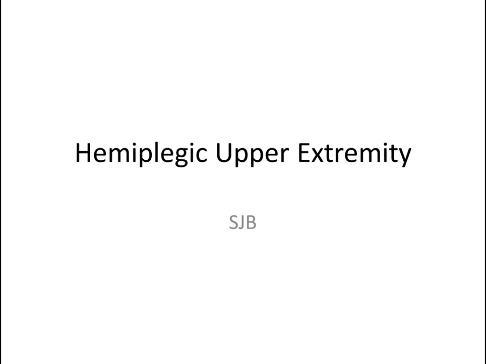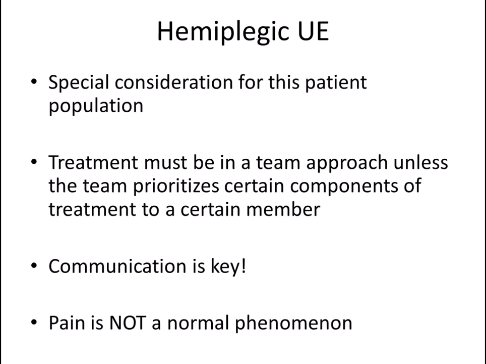This PowerPoint will detail common problems experienced by patients that have a hemiplegic upper extremity. Treatment for patients that have a hemiplegic upper extremity should be in a team approach. For example, both PT and OT can work as a team to help rehabilitate the upper extremity.